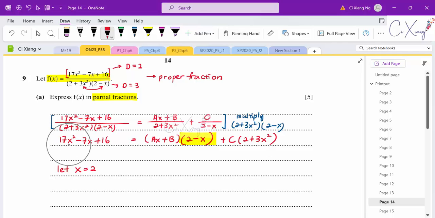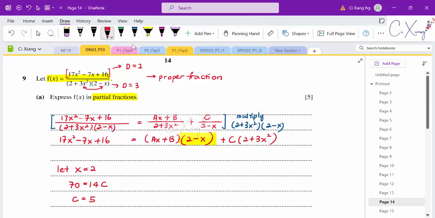So 2 squared, you get a 4. 4 times 17 minus 14 plus 16. Try to simplify the term on the left, you get 70. 2 minus 2, you get a 0, so this whole thing disappears. 2 squared is a 4, 4 times 3 is 12, 12 plus 4 is 14. So you're having 14c on the right. And c is equal to 5 when you simplify them.